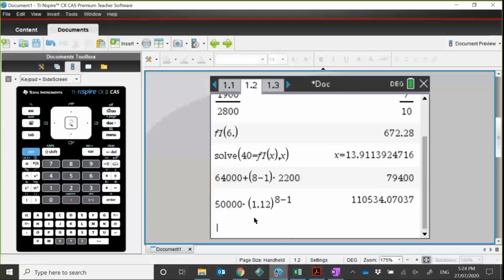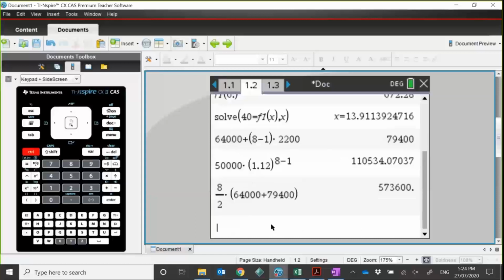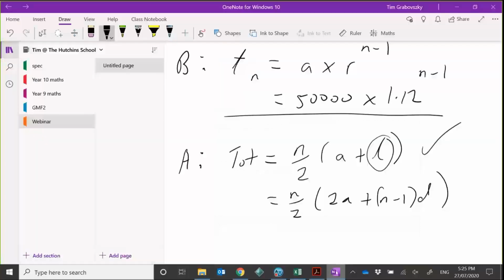So our total income is going to be 8 divided by 2 multiplied by a bracket. Now, A, remember, was 64,000 plus, now L was how much money you earnt in the 8th year, and there's our answer there. It's 79,400. Okay, so 79,400. There is your total income for the first company for 8 years, $573,600.